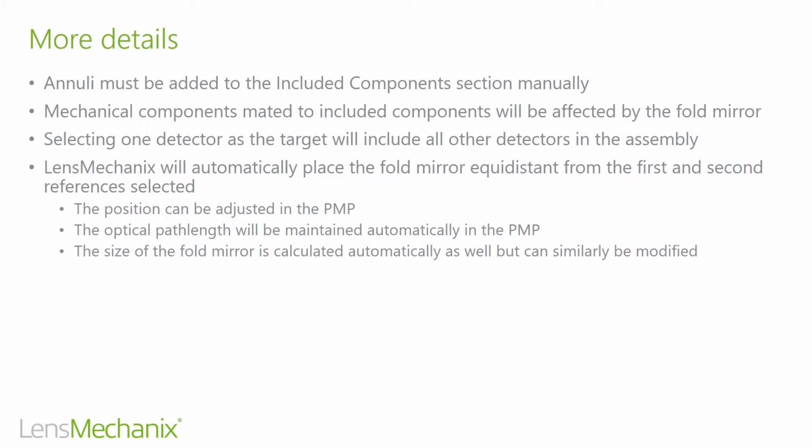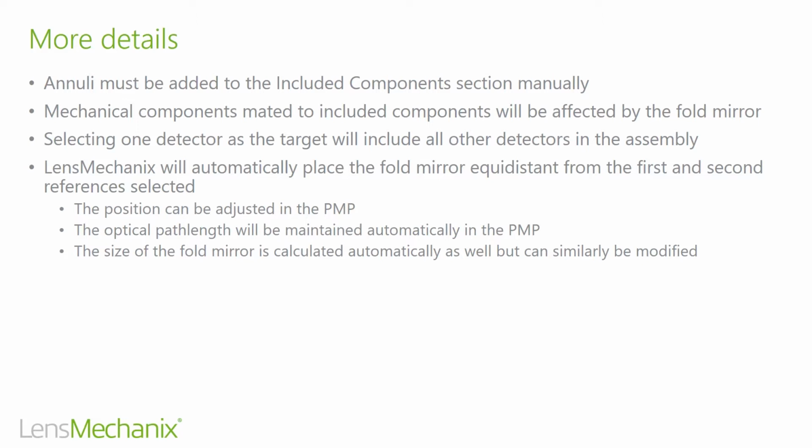Before we get into some demonstration files, there are a couple more details about the fold mirror tool that we'll go over. First, annuli that are present in the assembly must be added manually. This is because while the baseline ray trace will add all components that are in the path, annuli by design are not inside the optical path, so they're not going to be added automatically. You can add these objects simply by clicking on them.